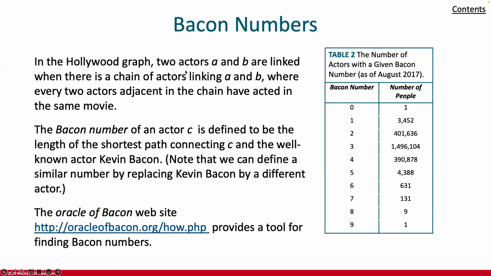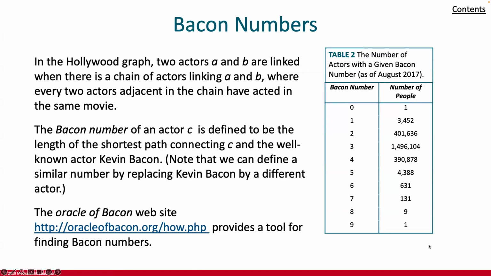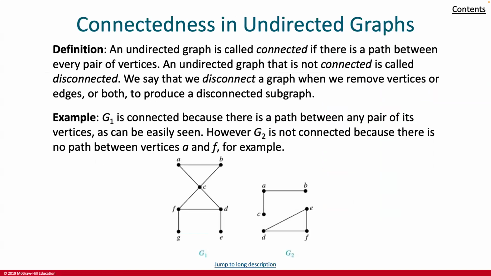Here is another thing to consider: the Bacon number. In the Hollywood graph, two actors A and B are linked when there is a chain of actors linking A and B where every two actors adjacent in the chain have acted in the same movie. Sometimes you get people that act together, and maybe they're more likely to do so more times. You can see the Bacon number, kind of like the Erdős number, if you will, but in a completely different setting, and in different ways we would see the connections and how they would come up.